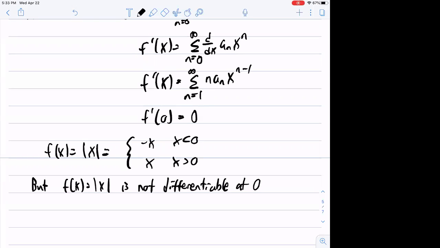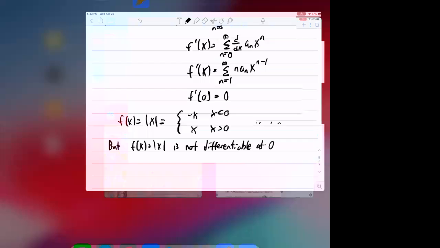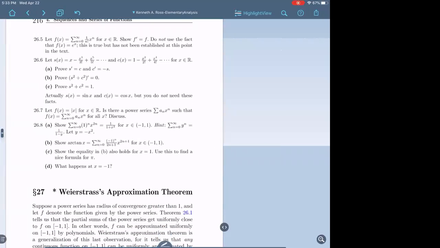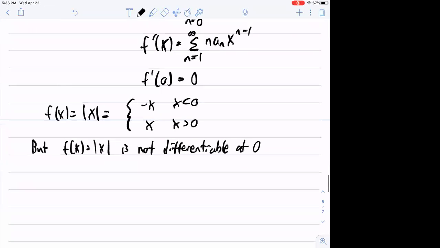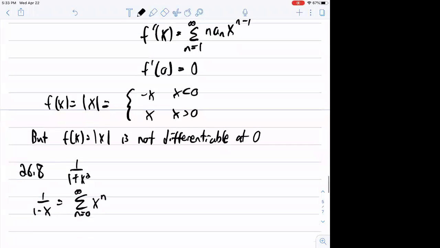Okay, let me show you one more cool thing. 26.8. I don't know what that one is, but okay. I need to write 1 over 1 plus x squared as a power series. Recall our formula looks something similar to this, right? So how can I write 1 over 1 plus x squared as a power series?